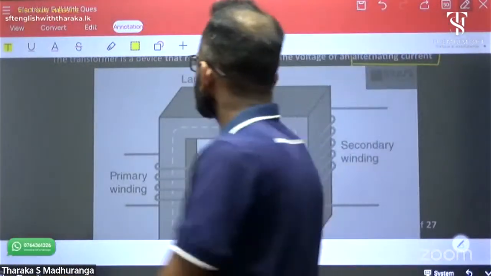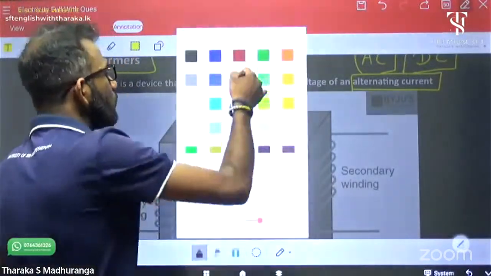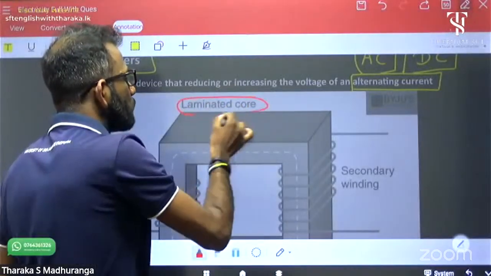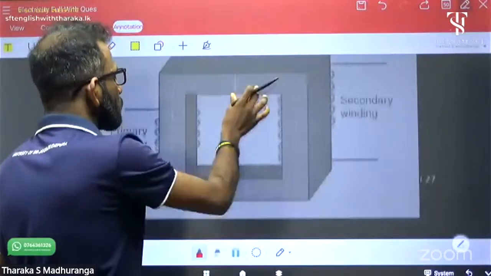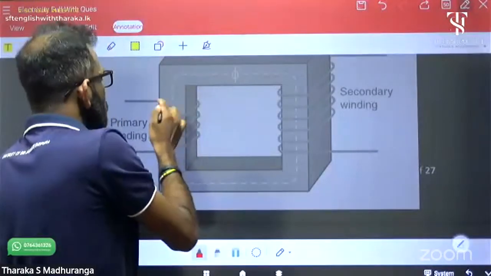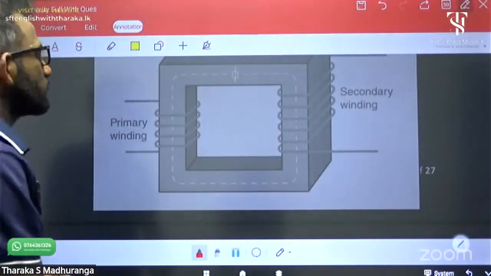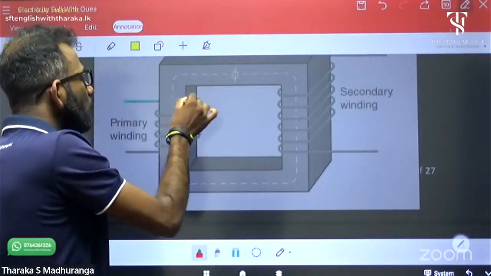Okay, how to prepare these transformers? It is a very simple structure that we call a laminated core. A laminated core is a number of plates that we call a laminated core, and it has two coils. This we call the primary winding or primary coil.